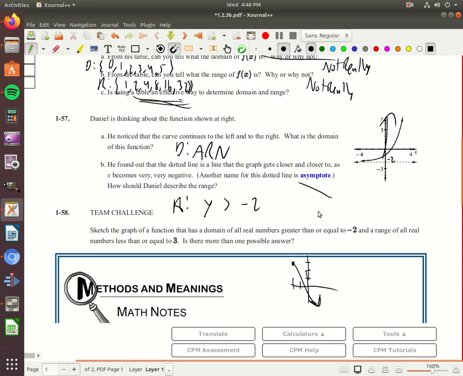So an interesting lesson, like I said, definitely one of the first difficult lessons, I think, in the book this year. Historically, kids have a lot of questions with domain and range, so don't be afraid to ask.